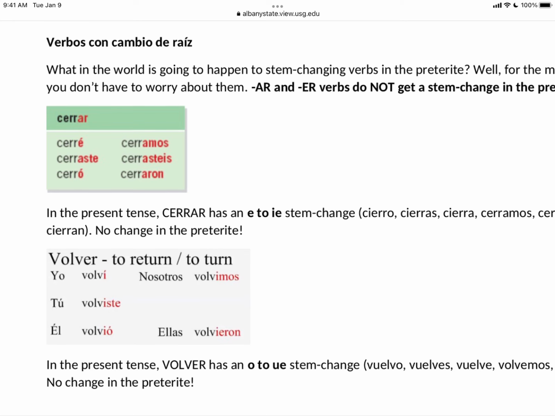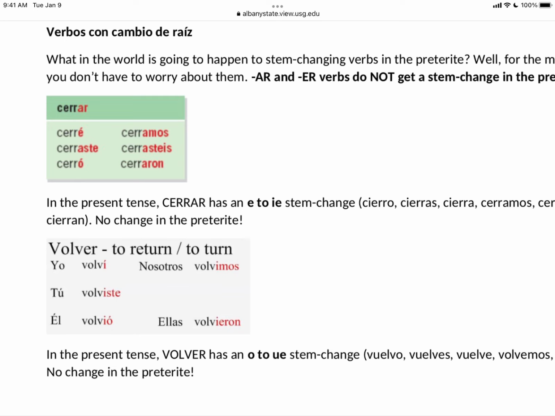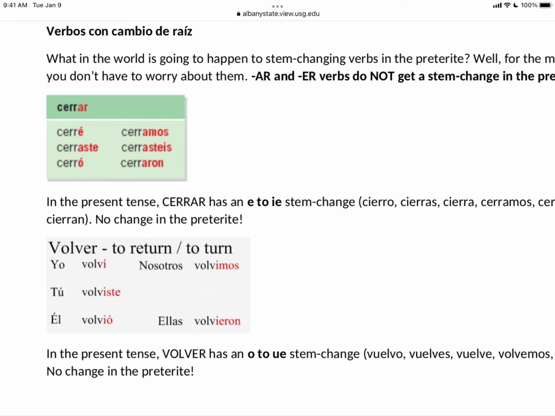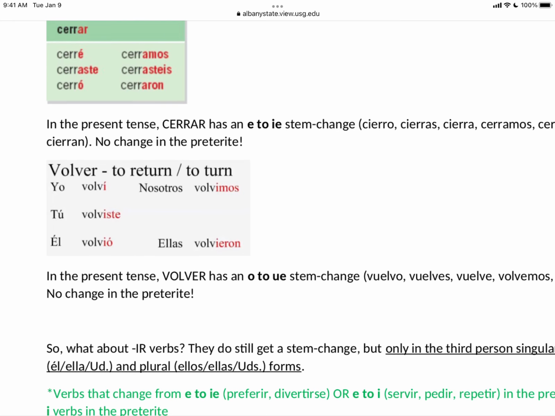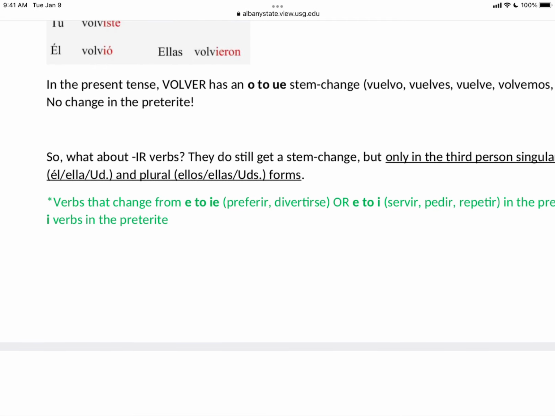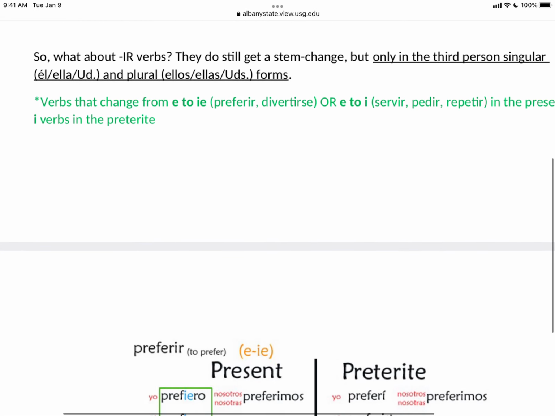Okay, well, in the preterite, you'll be happy to know there are no stem changers for the AR and ER ending verbs. For example, we have cerrar and volver right here, and you can see that there is no stem changer. There's no E to IE, there's no E to I, there's no O to UE, like volver in the present tense went vuelvo, and so on. You can see there is no stem changer here. It's just simply the new regular ending, cerré, cerraste, cerró, which we talked about in the very first video on preterite tense regular verbs.